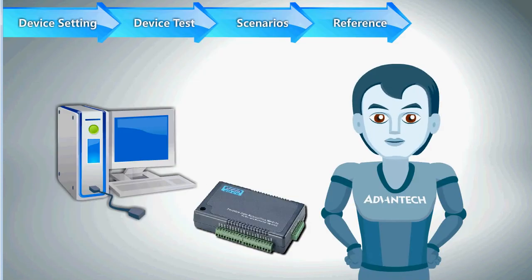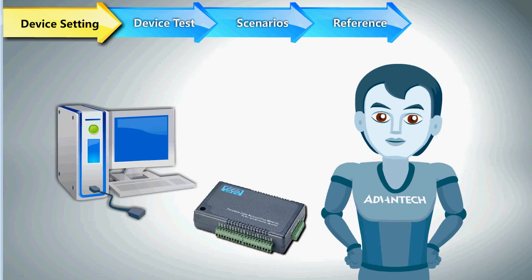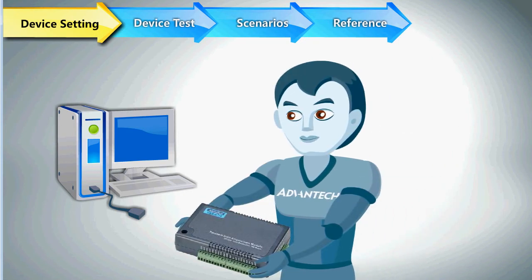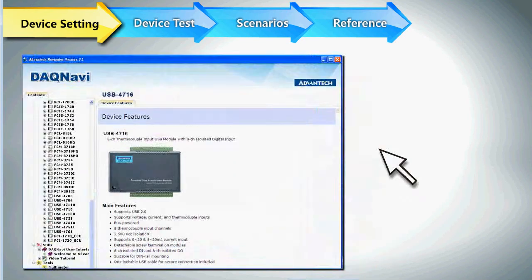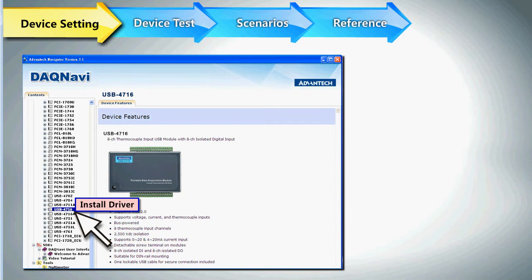Now, let's see how Advantech Navigator can help you. Start from setting up the hardware. First, connect your Advantech data acquisition hardware to your computer. In Advantech Navigator, search for the model name that matches your hardware. Here, for example, it is a USB 4716, so right-click the model name and select Install Driver. The driver will be installed right away.